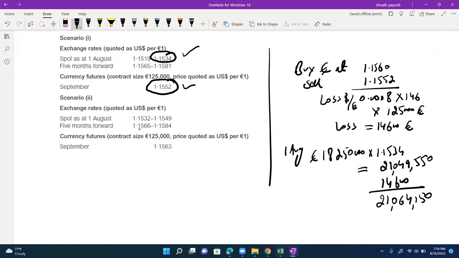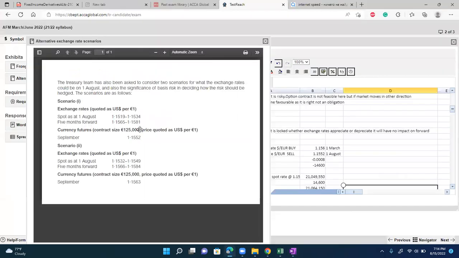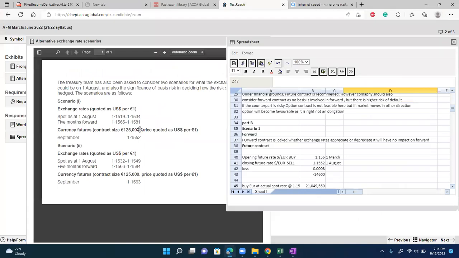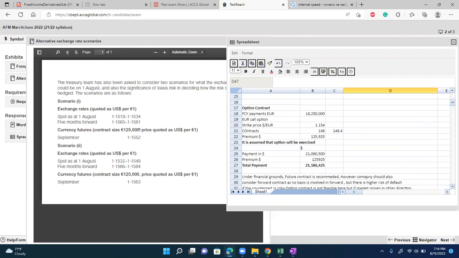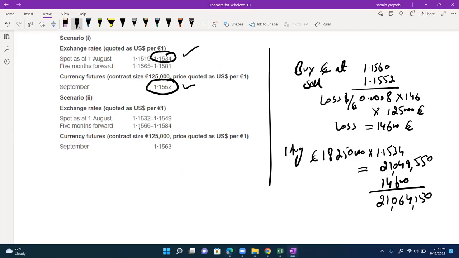Okay. And what about the option contract? The strike rate, exercise price: you have bought the option at 1.1540, that you will buy euros at 1.1540. The market moves to 1.1534.